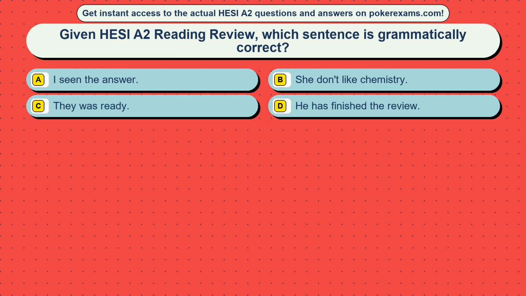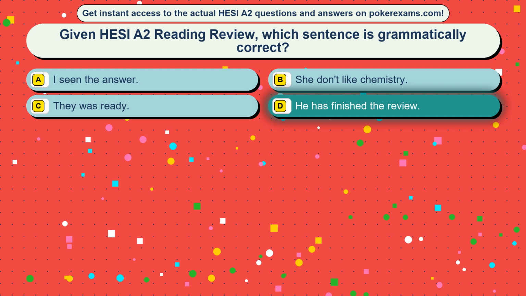Question 28. Given HESI A2 reading review, which sentence is grammatically correct? Option A, I seen the answer. Option B, she don't like chemistry. Option C, they was ready. Option D, he has finished the review. The correct answer is option D, he has finished the review.